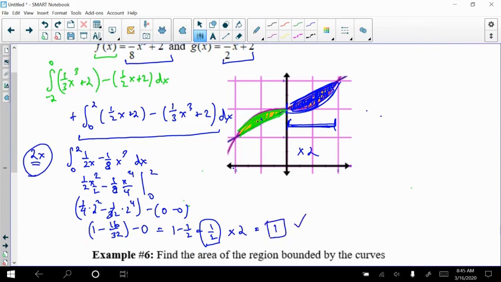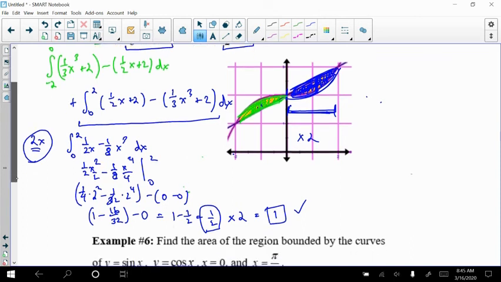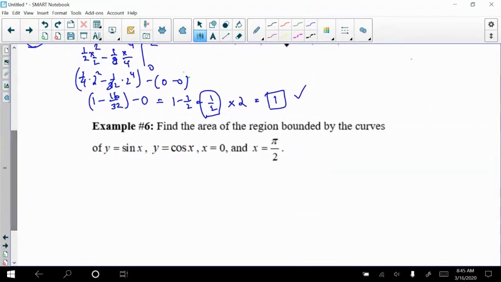Thankfully, I found my mistake because I knew it needed to be positive, right? I knew that when I'm bounding a region, bounding area, it has to be positive. Fantastic. Okay, so we've got example 6 and then 2 more examples.